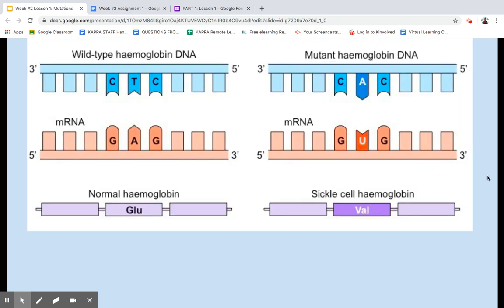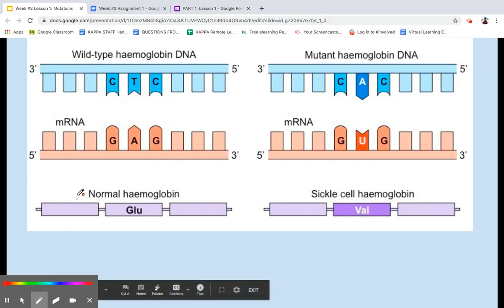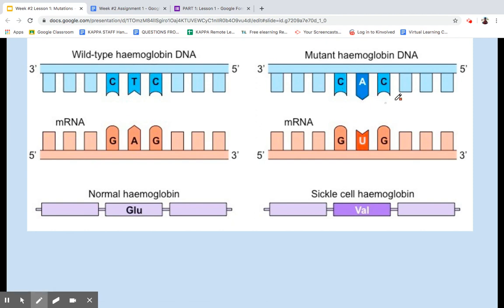The example in the video was talking about sickle cell anemia. Now over here on the left is a non-mutated regular DNA sequence for sickle cell anemia, and on the right is the mutated sequence. What do you notice? There's a substitution mutation. CTC, the T is substituted to an A. What impact does that have on the mRNA and the resulting hemoglobin protein?